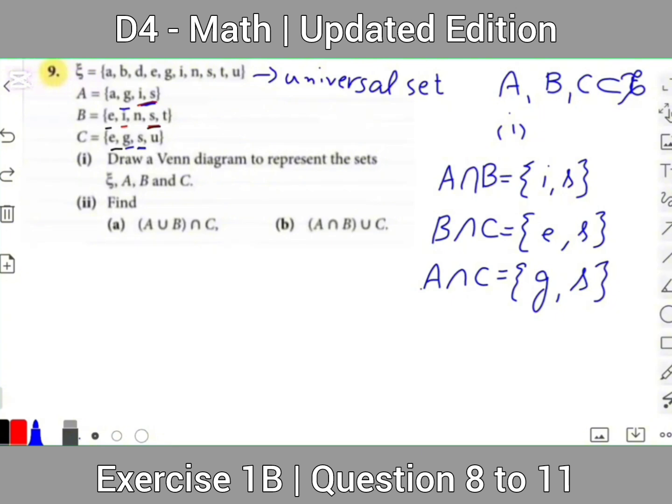Now finally, we have to find A intersection B intersection C. S is the only element that is common to the sets A, B, and C. So A intersection B intersection C is equal to {S}.